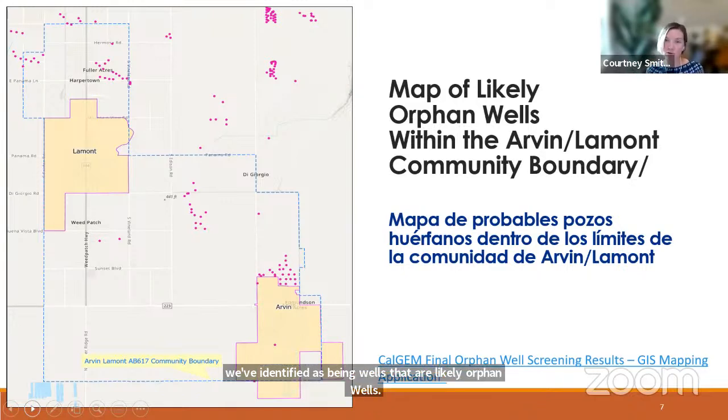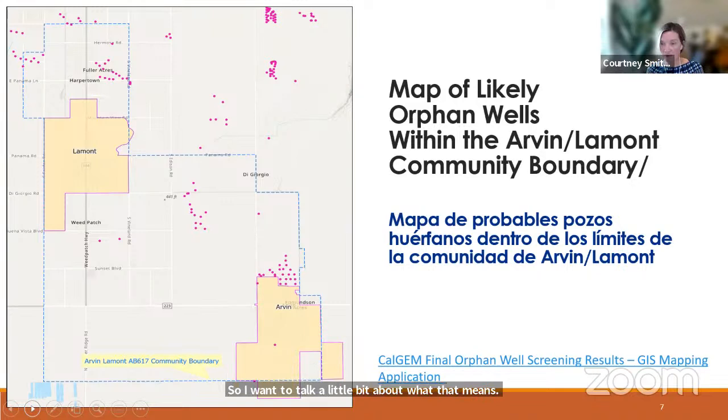This means that for these wells, we have some evidence that suggests that these wells may be deserted, meaning there's no longer a current or a prior operator that's viable, that has the financial resources to cover the cost of the permanent sealing, the plugging and abandonment of the well. The reason they're called likely orphan wells is because we as a division have a lengthy administrative process that we have to go through in order to ensure that, in fact, there is no operator around with the financial resources to pay.